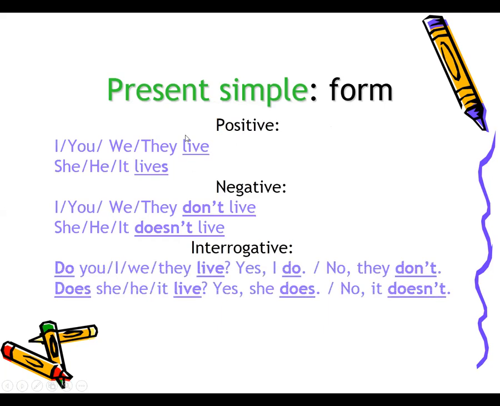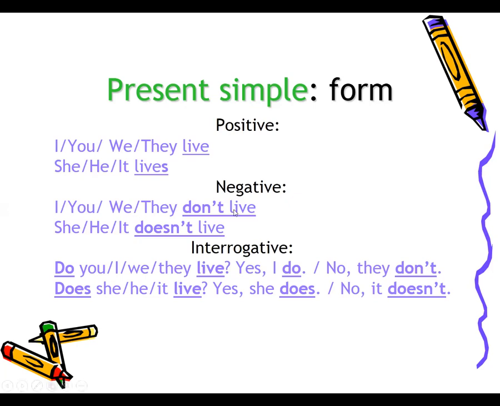In order to make a positive sentence with I, you, we, and they, we simply use the first form of verb, and with he, she, it, we again use the first form of verb, but with s. So he, she, it will have the s form of the verb, and the rest, or you can say the plurals, will have the first form of verb without s.